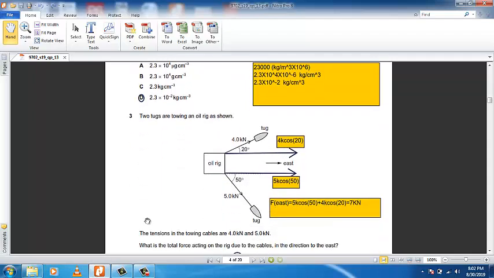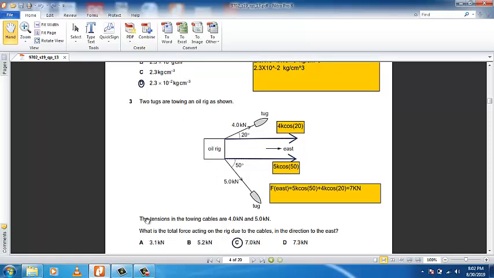Question number 3 says that two tugs are towing an oil rig as shown. The tensions in the towing cables are 5 kN and 5 kN. What is the total force acting on the rig due to the cables in the direction to the east? So you just have to find the sum of horizontal components, which is 5 kN cos 20 plus 5 kN cos 50. So just add them up, you will get the answer 7 kN.